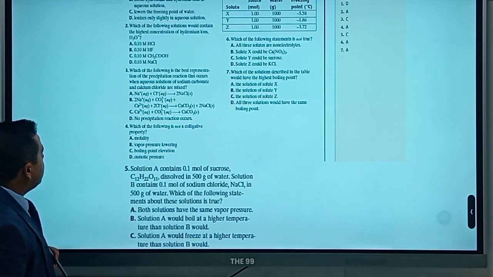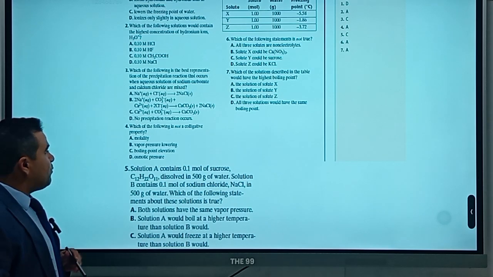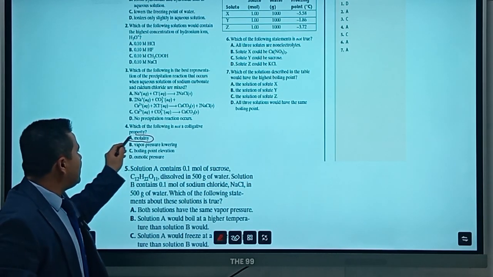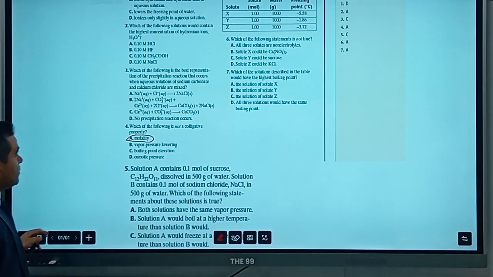Which of the following is not a colligative property? This appears in the ministerial exam, guys. Of course, molarity is not a colligative property.